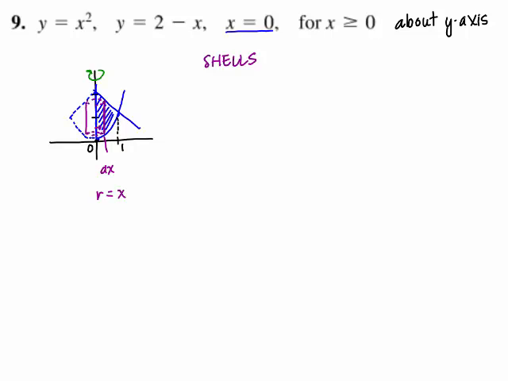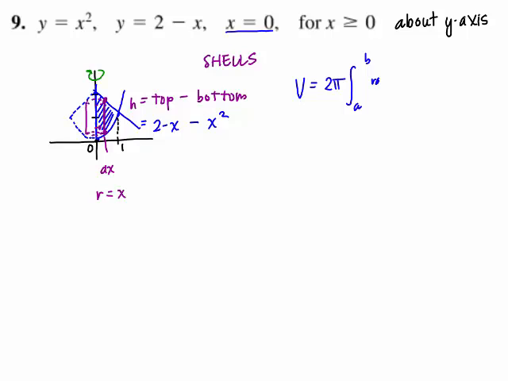And then we have to identify the height. So the height of the shell will be the top function minus the bottom function. That's the distance from here, from this point to this point down here on the bottom curve. So the top curve is the line, 2 minus x, and the bottom curve is the curve, x squared, for the height.